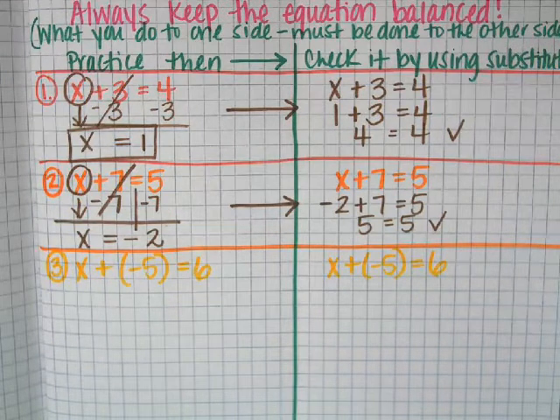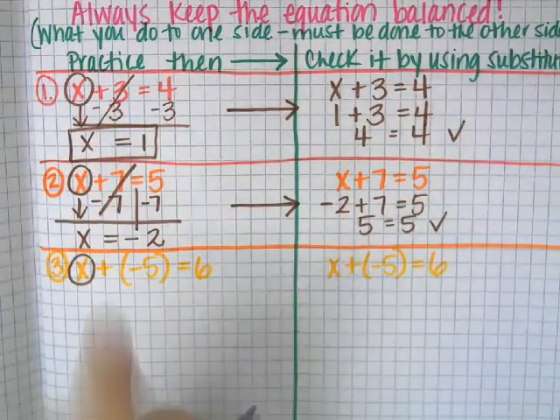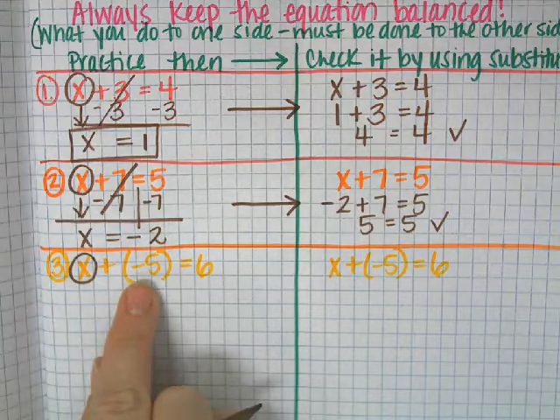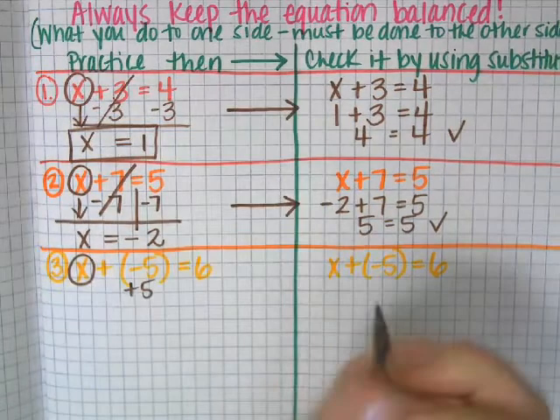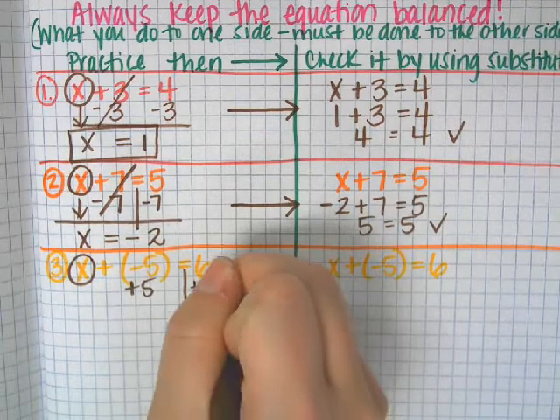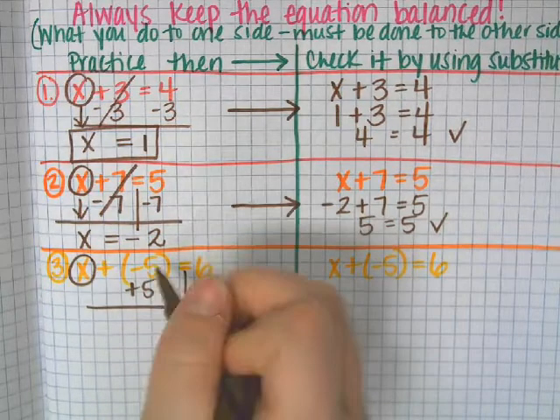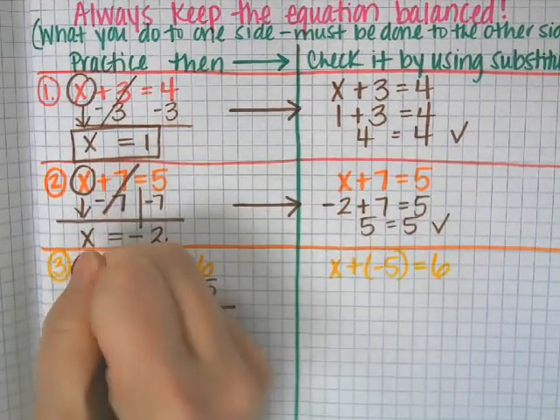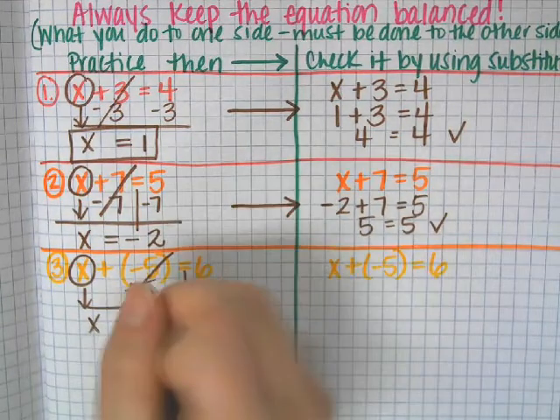For number 3, we still have an addition problem, but now I'm working with the number negative 5. Looking at this, I still want to isolate my variable x, but how am I going to get rid of a negative 5? The opposite of negative 5 would be adding 5. If I add it to the left side of the equal sign, I have to make sure I add it to the right side of the equal sign. A negative 5 plus a positive 5 cancel out, leaving my variable all alone. x is now isolated. 6 plus 5 gives me 11.